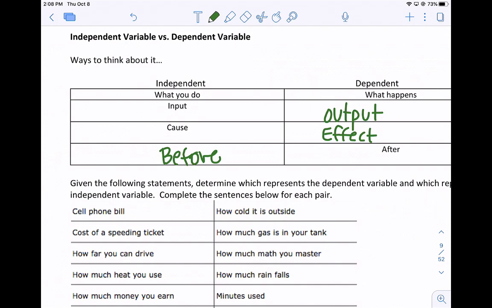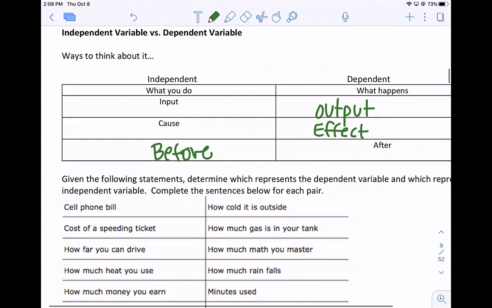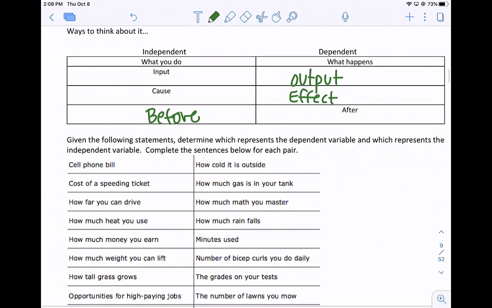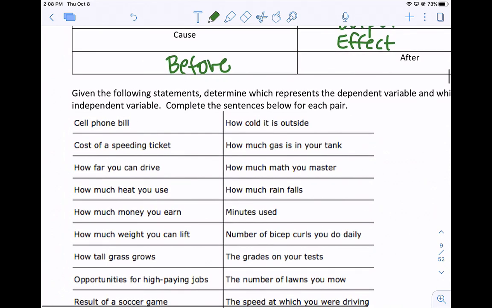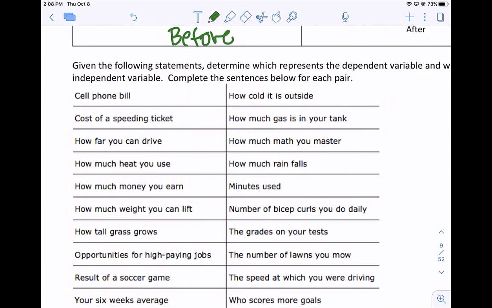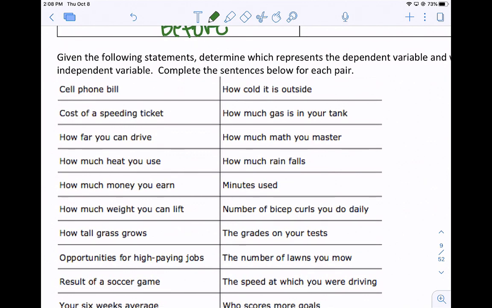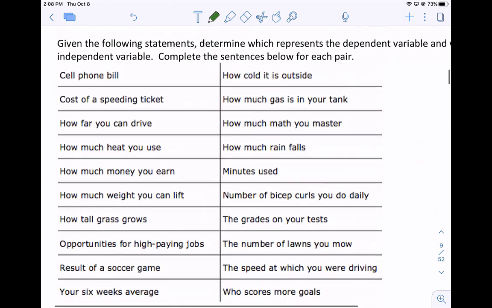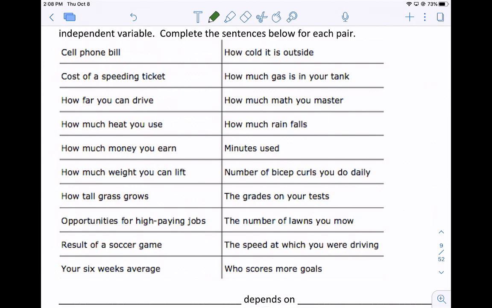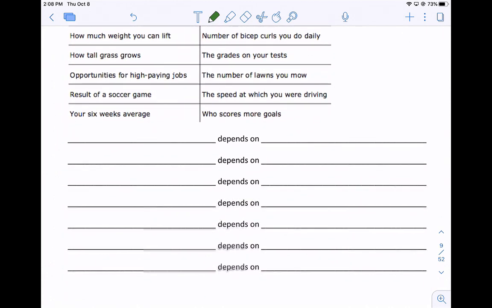So given the following statements, determine which represents the dependent and which represents the independent variable, and then can you complete the sentences below for each pair. Okay, so let's take a look at the things on the left-hand side. A cell phone bill, the cost of a speeding ticket, how far you drive, how much heat you can use, how much money you earn, and so on. And then the stuff on the right-hand side: how cold it is, how much gas is in your tank, how much math you master, how much rain falls, minutes used, grades on tests, and so on. And let's figure out what depends on what. So we fill in this table.